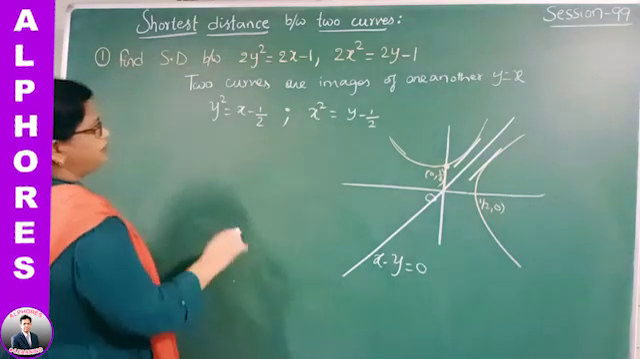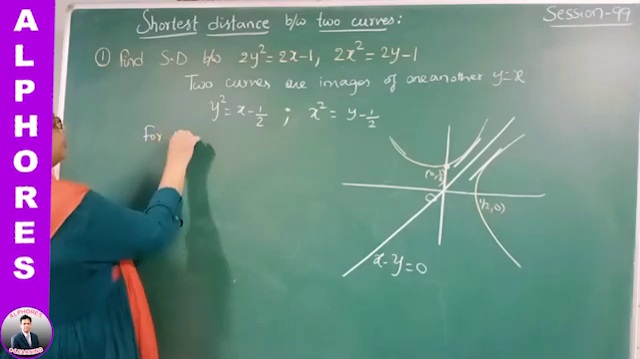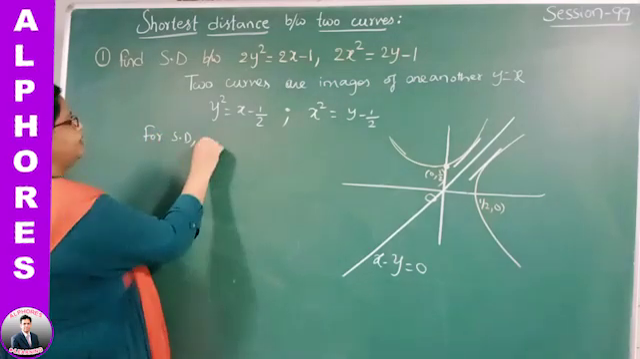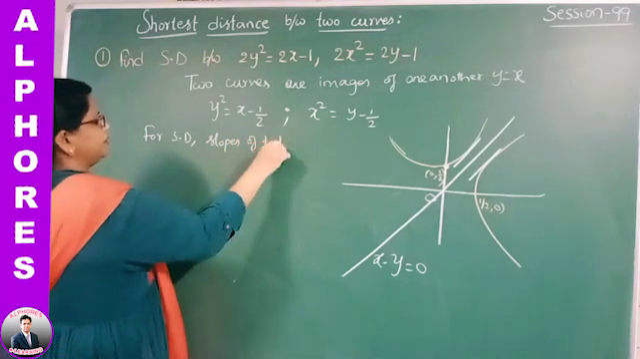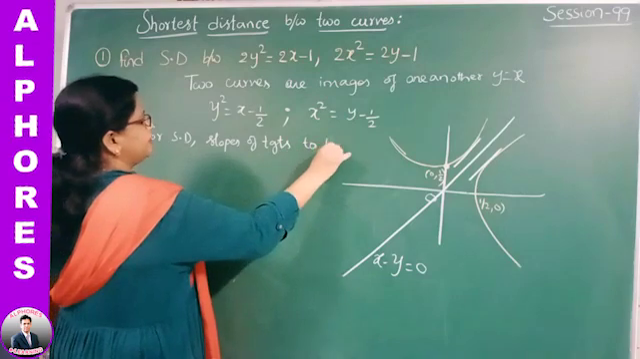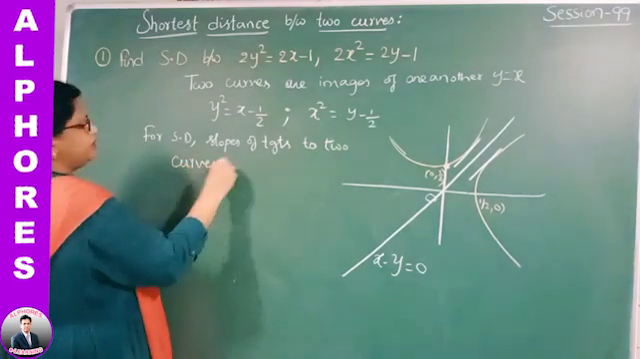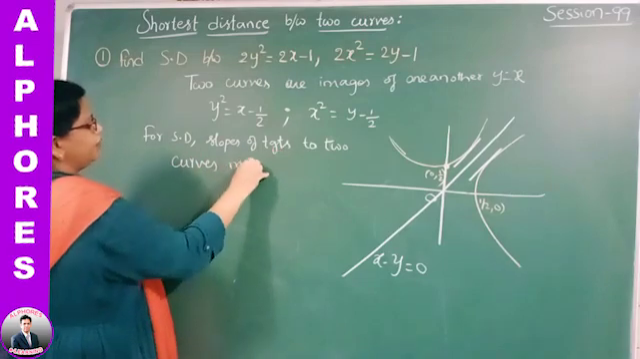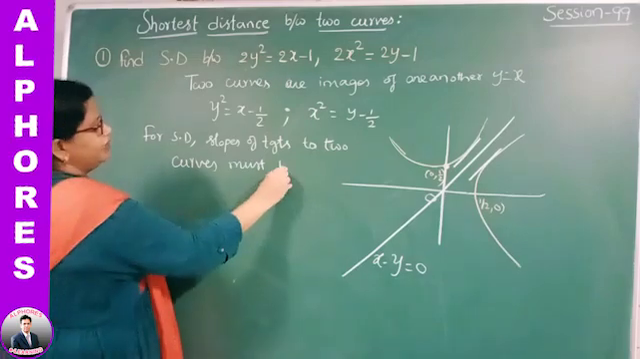Therefore what we write here: for shortest distance, slopes of tangents to the two curves must be how much here? What is the value? It is 1. Slope of tangents to the two curves must be 1 because they are parallel to the line y equal to x.